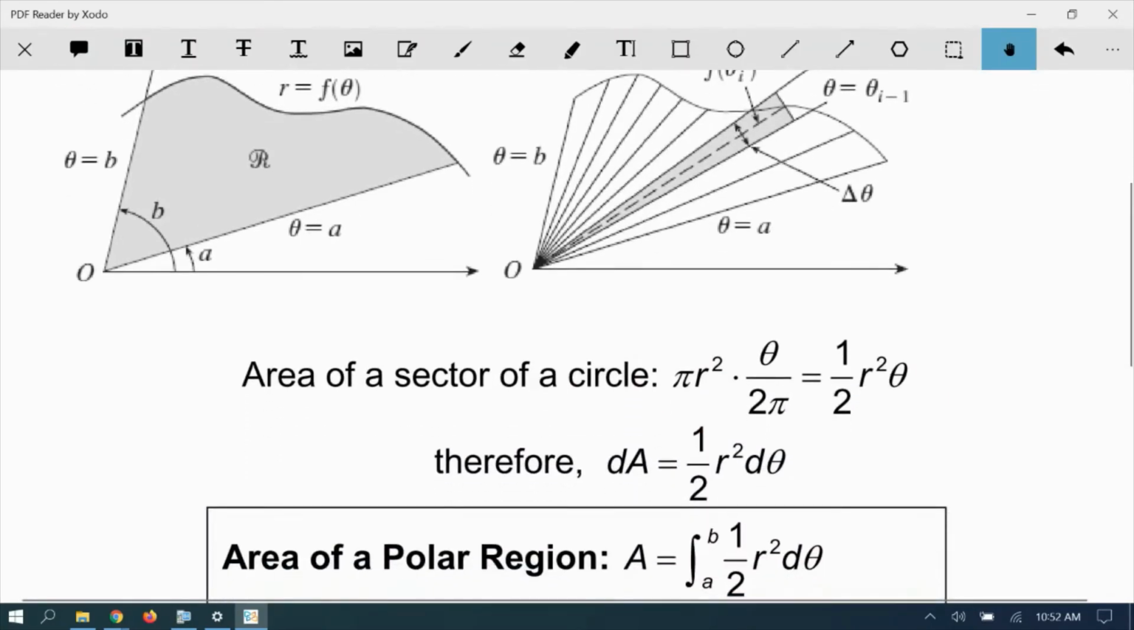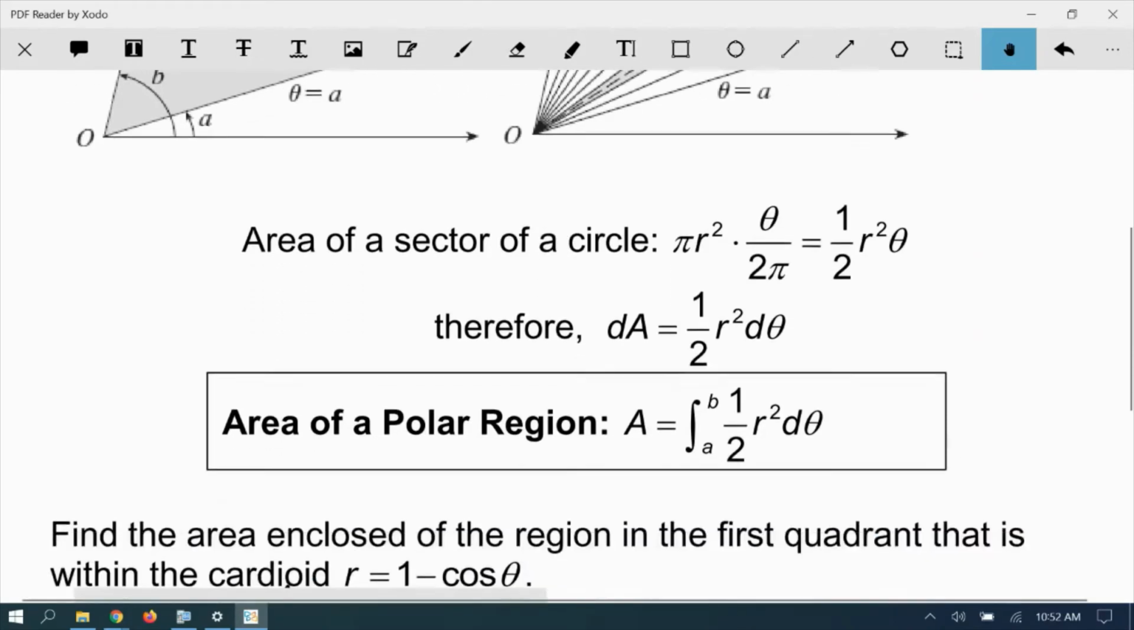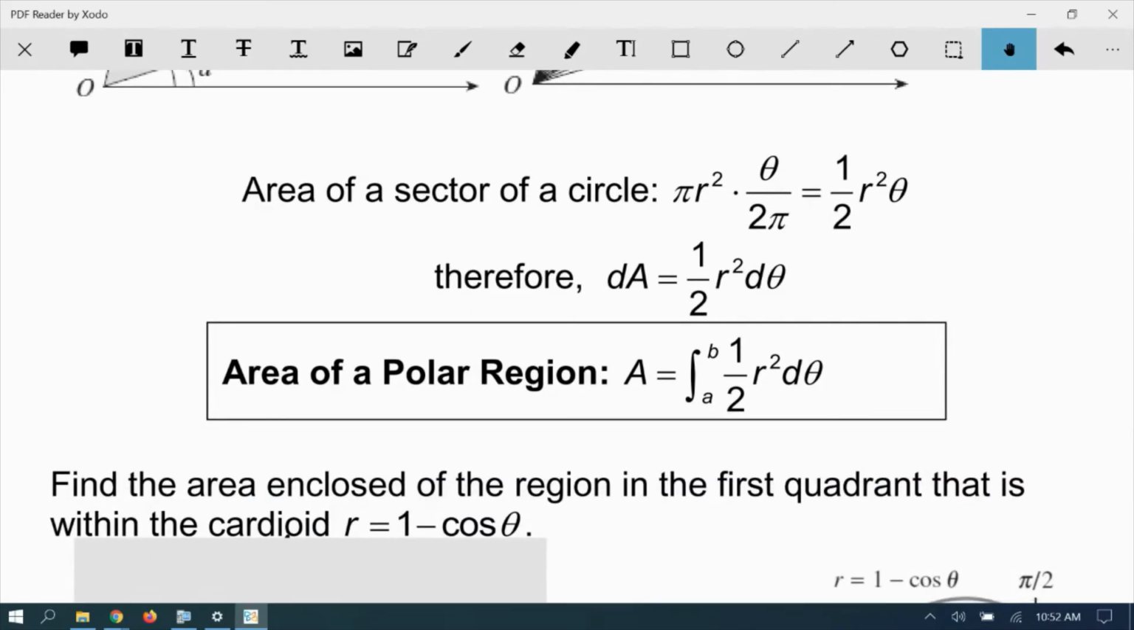Now, when I break this into a small incremental piece, that differential piece of area is 1/2 r squared d theta. And then I'm just going to use an integral to add up all those pieces over whatever range of theta values that I've got. So I'm going to integrate from a to b 1/2 r squared d theta. So it's a little bit different in the derivation, but we're still doing the same general idea with the integral. We're adding up a bunch of small pieces of area. Instead of rectangles, now we're using sectors.